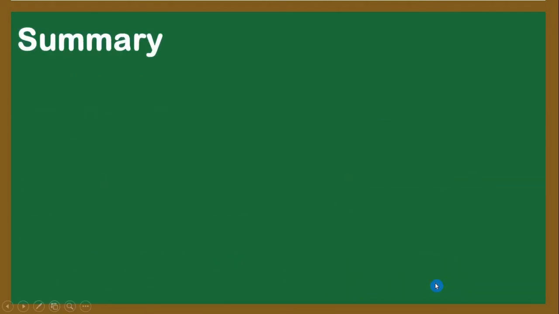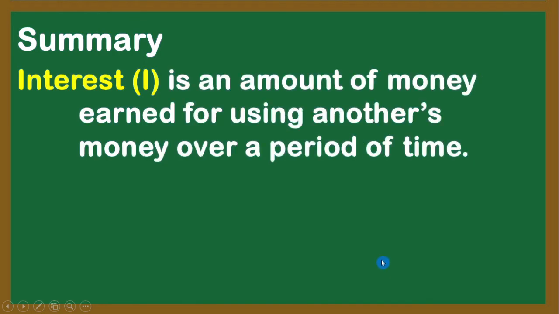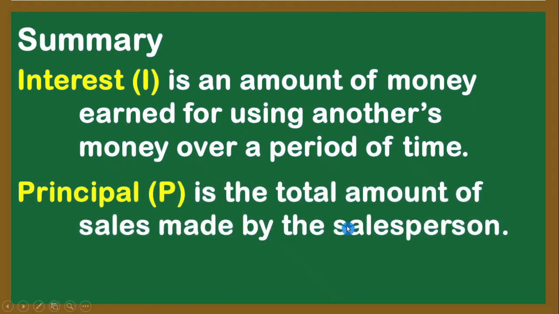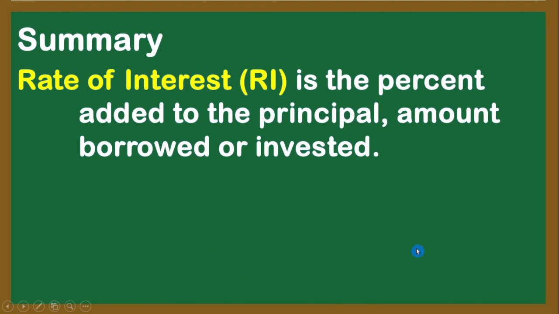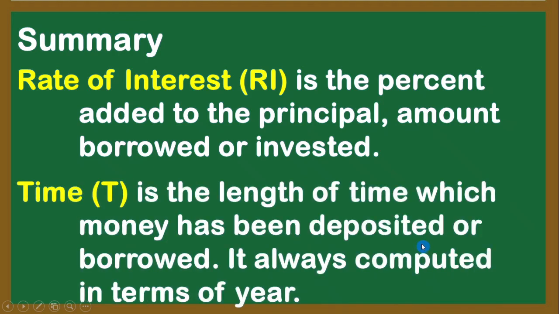Now let us summarize the lesson. Interest I is an amount of money earned for using another's money over a period of time. Principal P is the total amount of sales made by the salesperson. Rate of interest, or R, is the percent added to the principal amount borrowed or invested. Time is the length of time which money has been deposited or borrowed. It is always computed in terms of year.